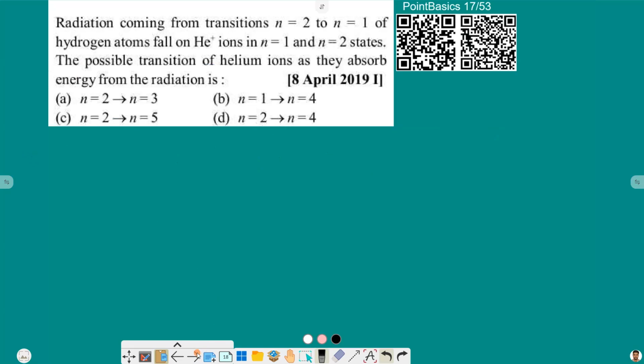Moving ahead: radiation coming from the transition n equal to 2 to n equal to 1 of the hydrogen atom falls on helium positive ions in n equal to 1 to n equal to 2 states.